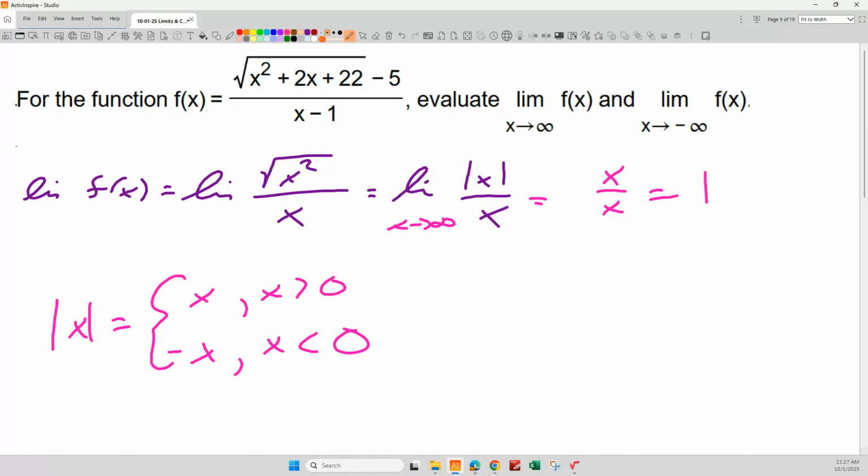Okay? How about the limit of the absolute value of x over x as x approaches negative infinity?